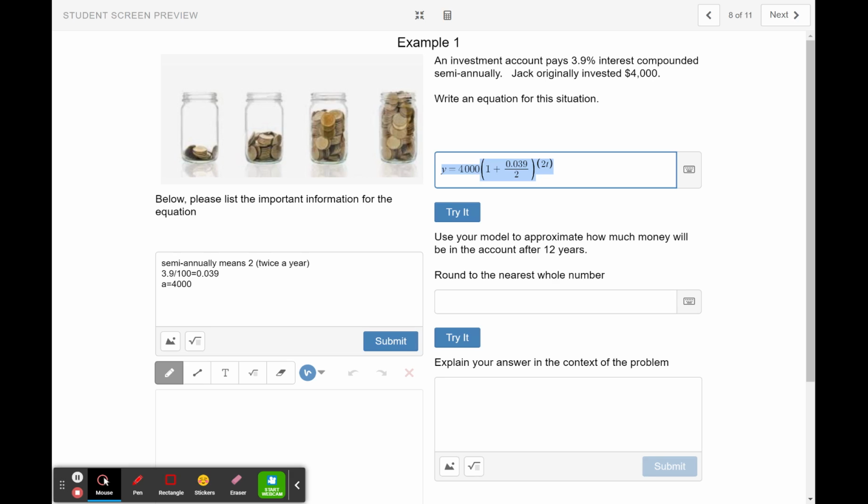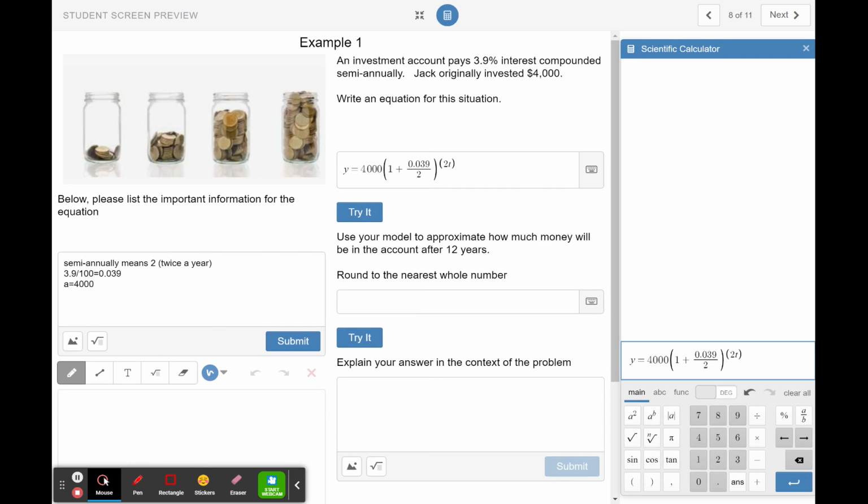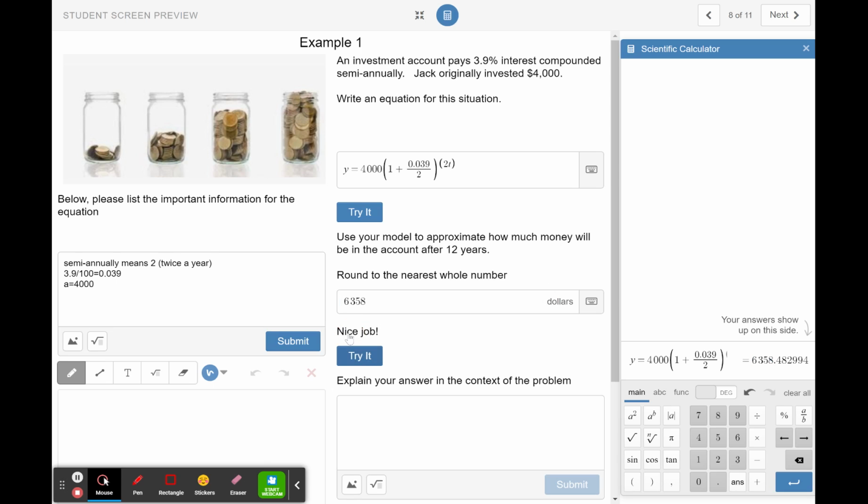Now, here we go. Instead of the t, we're going to put the 12. Remember, when you do this, you can't just put 2 and 12. You have to put the times in between. So then round to the nearest whole number, he's going to have $6,358.